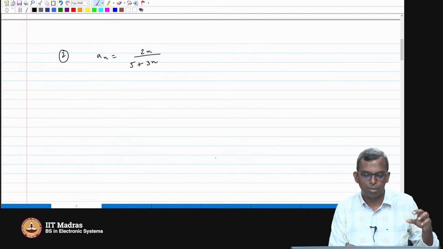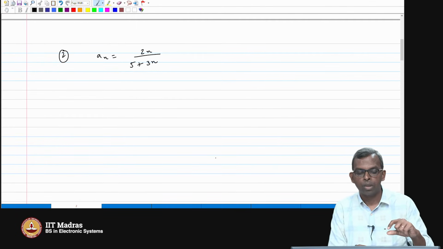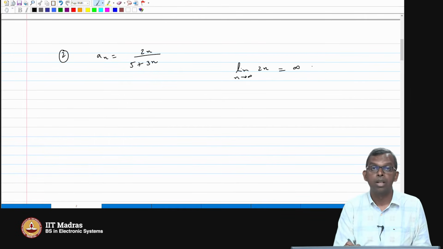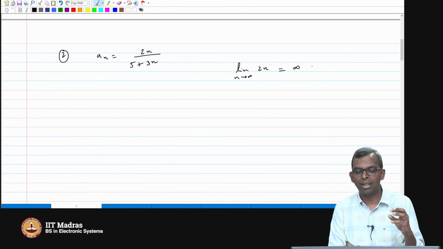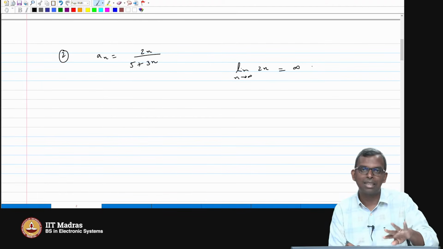If you think of distributing the limit, so you take the limit to the numerator and the limit to the denominator, you see that the limit as n tending to infinity of 2n diverges to plus infinity. So the way we write it is infinity. Okay, so this diverges. So now my limit distribution does not work, right? We've seen limit distribution only for finite limits. So how do you convert this into finite?